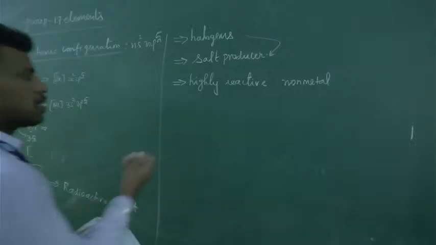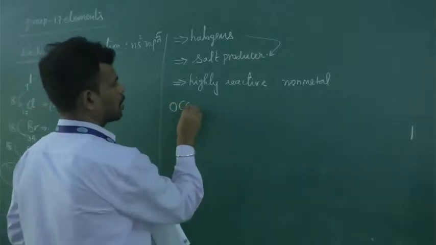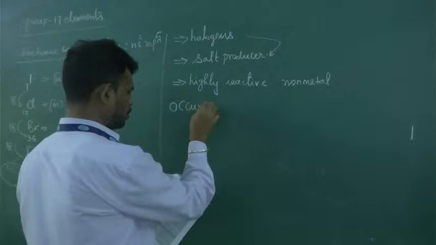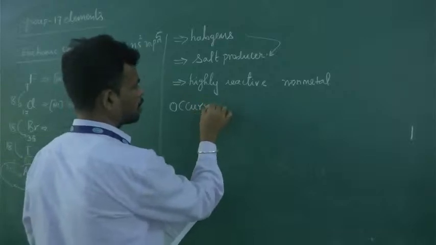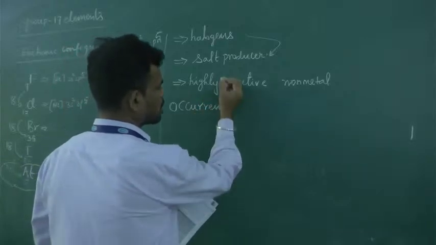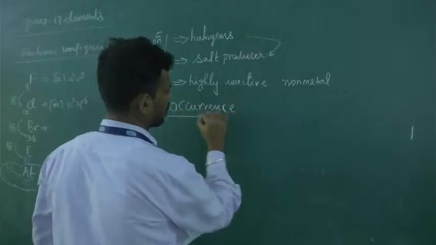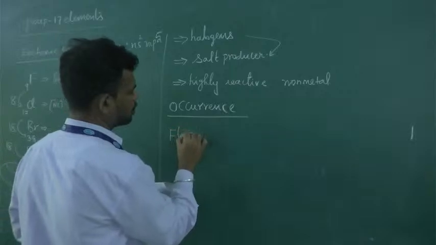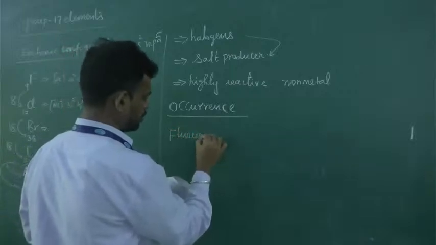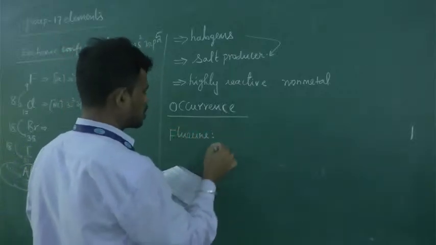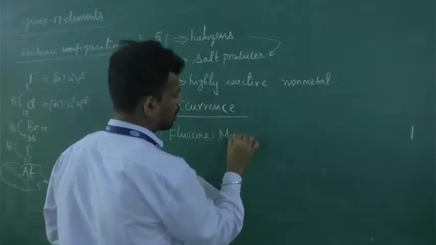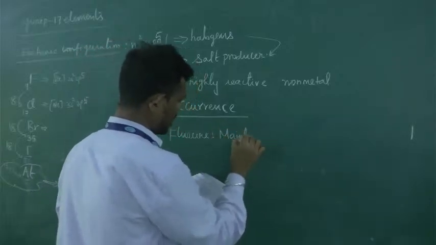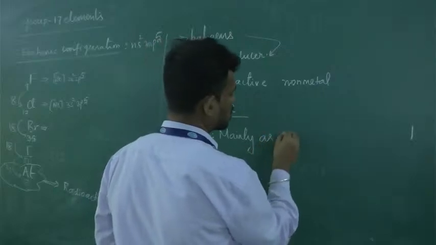Next is occurrence. Please read this in full detail. In this case, occurrence. So this is going to be fluorine, mainly as insoluble fluorides.